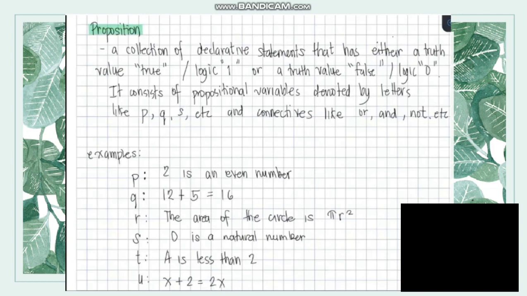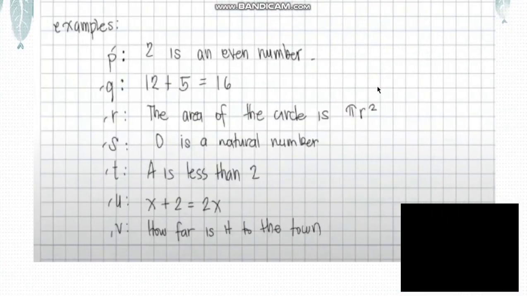In a proposition, they have variables. As you can see, they have the letters P, Q, S, etc. Here are the examples. P: 2 is an even number. Q: 12 plus 5 equals 16. R: the area of the circle is pi r squared. S: 0 is a natural number. T: A is less than 2. U: x plus 2 equals x. V: how far is it to the town? We can check P, Q, R, S, T, U, V to see if each is true or false.